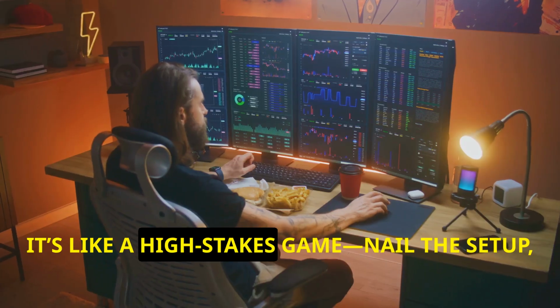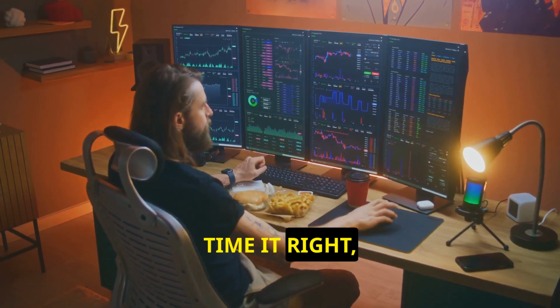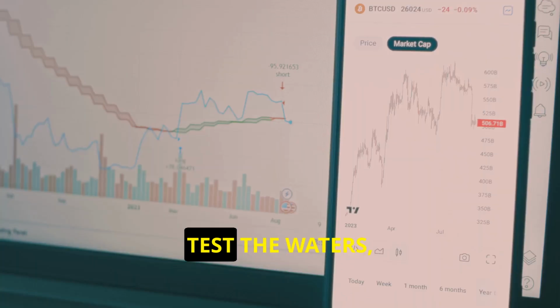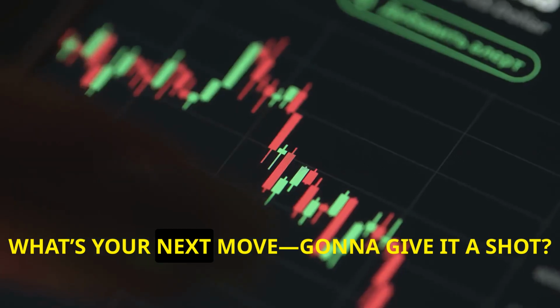And that's it, it's like a high-stakes game. Nail the setup, time it right, and you're cashing out. Start small, test the waters, and scale when you're comfy. What's your next move, gonna give it a shot?